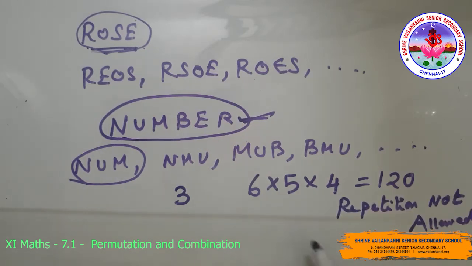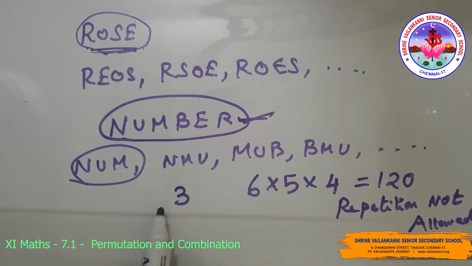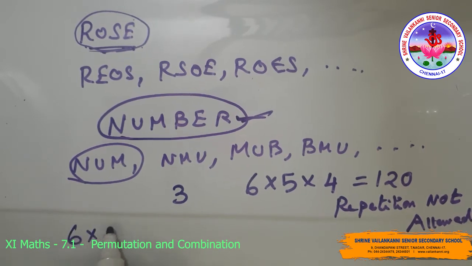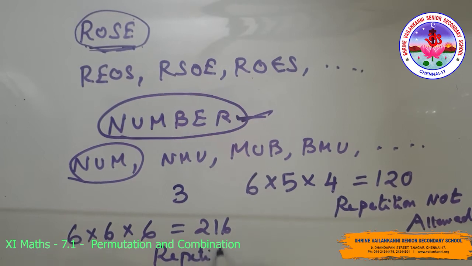So these 3-letter words are formed without repetition. Here repetition is not allowed. If the repetition of the letters was allowed, then the first place can be filled in 6 ways, the second place in 6 ways, and the third place in 6 ways. So 6 into 6 into 6, which is 216 words, can be formed when repetition of letters is allowed.